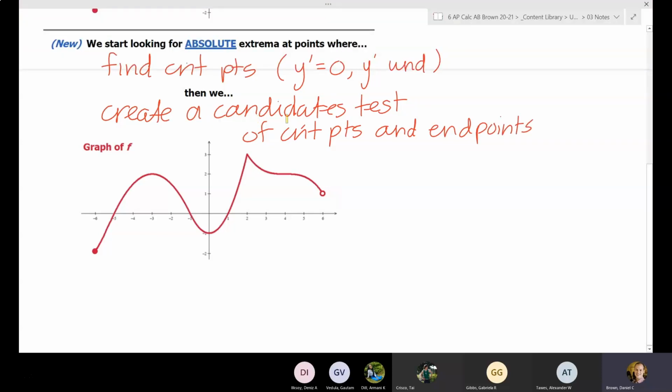So mainly what we're going to be looking at today is this thing called a candidates test. The other thing we'll need to remember, since these are absolute extrema, is that we will still include the critical points, but since a highest point or a lowest point can also occur at an endpoint, we'll also include endpoints. And a candidates test is basically going to be a t-chart. You'll have x values and you're going to plug them into the original function.